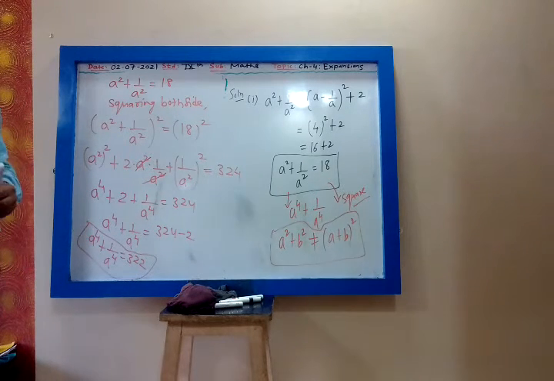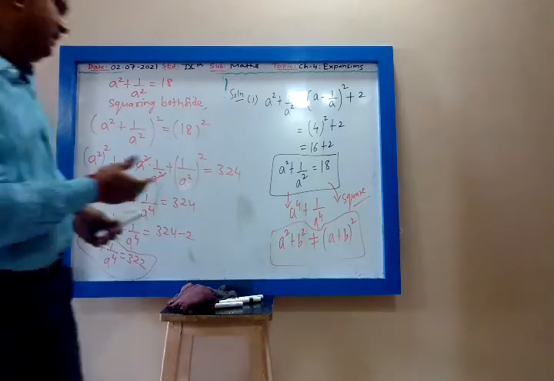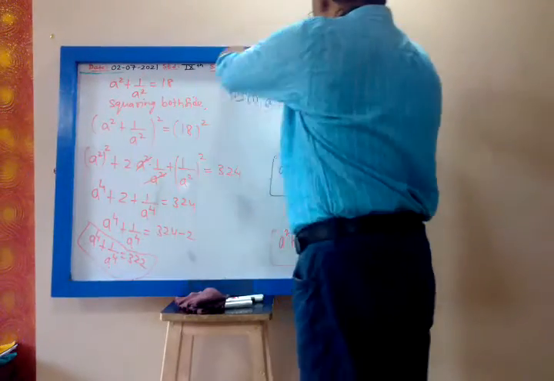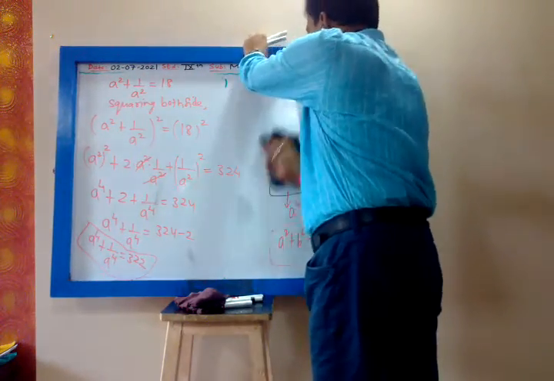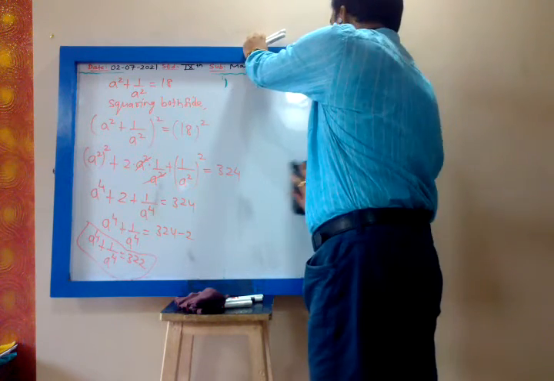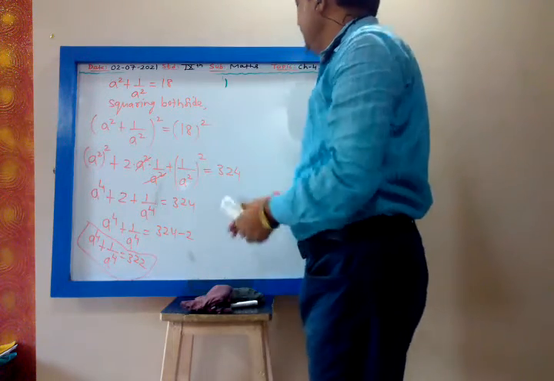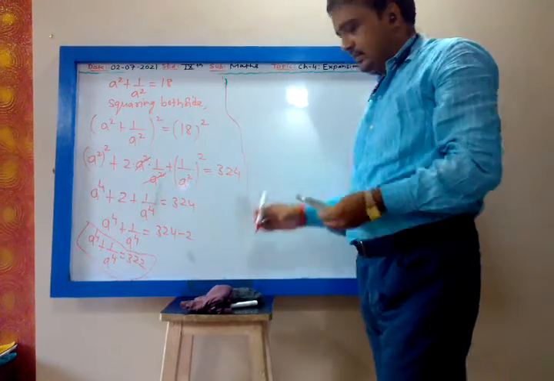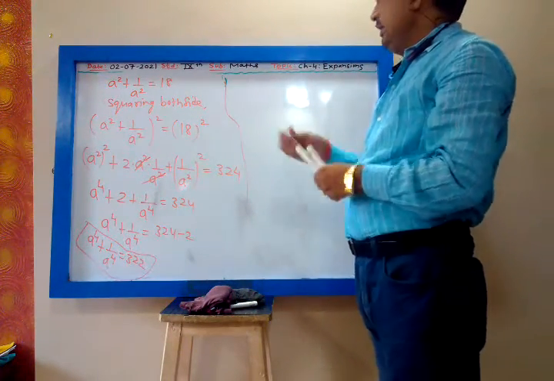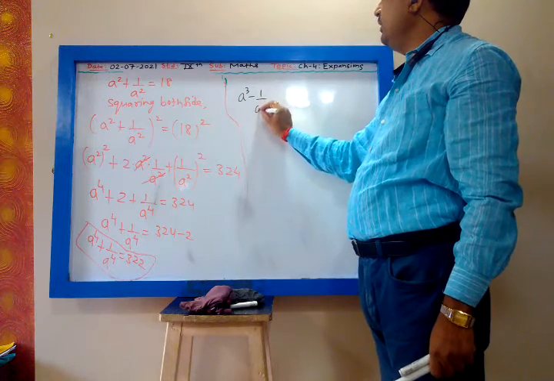Find the a cube part. Find a cube minus 1 upon a cube. I will give the a cube part as homework. Okay. Not a b. 3 into a minus 1 upon a. It is a formula, no? So a cube minus 1 upon a cube.